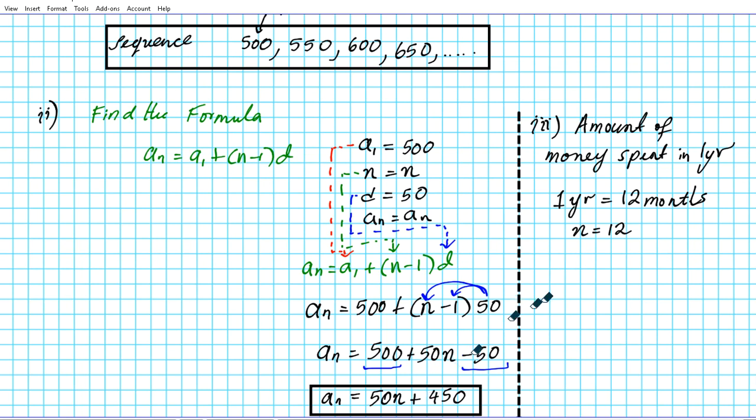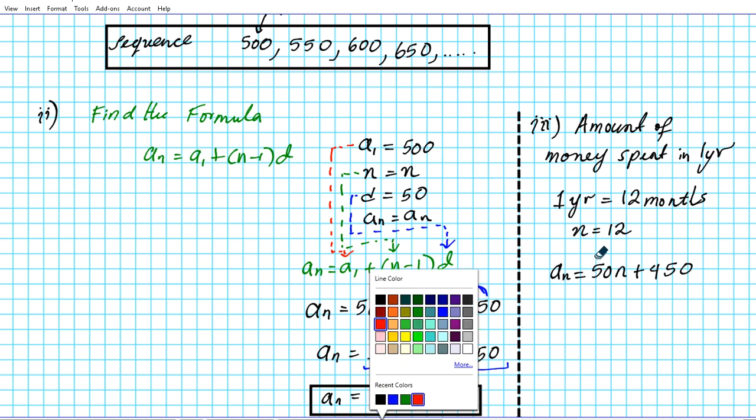Okay, we already have the formula for calculating how much she spends after n months. It is an equals 50n plus 450. So all we're going to do here is just substitute and evaluate. Okay, so we're going to take 12, because that's what n is, and plug it in right here. Bam. Okay, n is 12, and we can also plug this 12 value in for the index, because that's what we're looking for. So A12 is given by 50 times 12 plus 450.